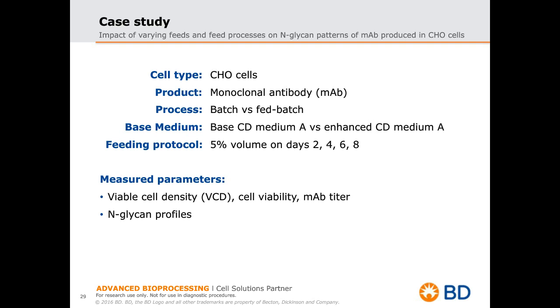The fed batch cultures were fed with 5% volume on days 2, 4, 6, and 8. The viable cell densities, or VCD, cell viability, and monoclonal antibody titers were assessed throughout the cell culture time course. Upon monoclonal antibody purification, the N-glycan distributions for each condition were assessed.